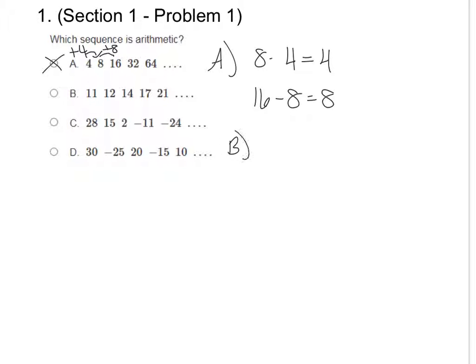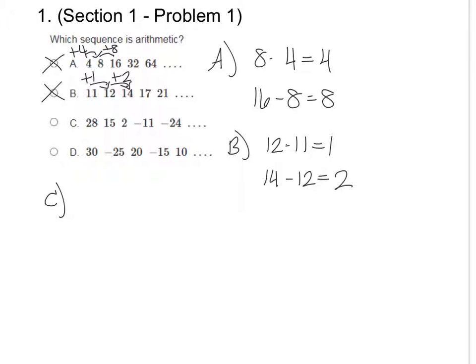So if I go to B, I'm going to take the second term and subtract the term before it, and I get 1. So again, I'm adding 1 to the first term to get the second term. If I take the third term, which is 14, and subtract the term before it, I get a difference of 2. So I would add 2 to the second term to get the third term. And again, not a common difference, so I know that that is not arithmetic.